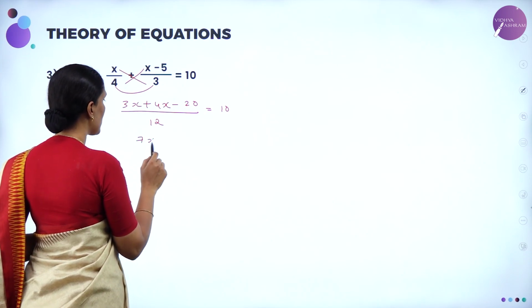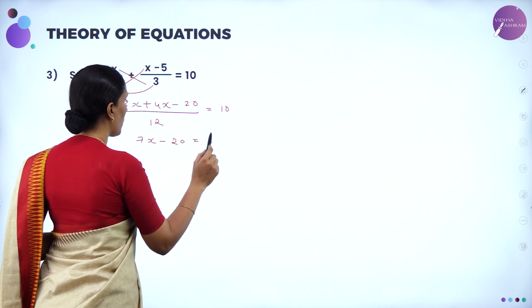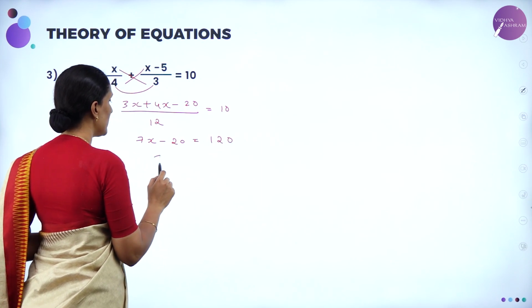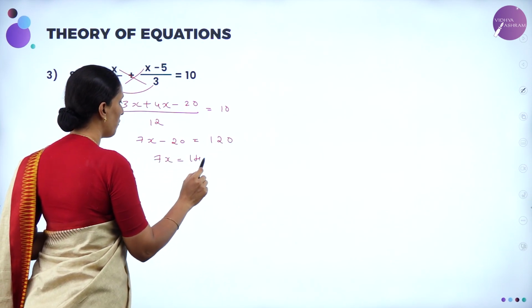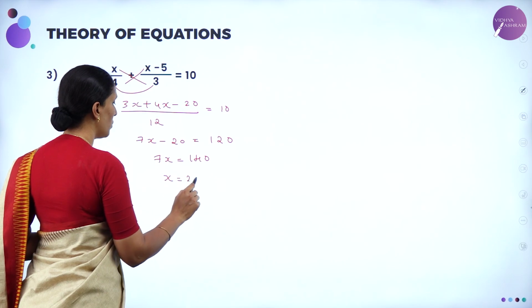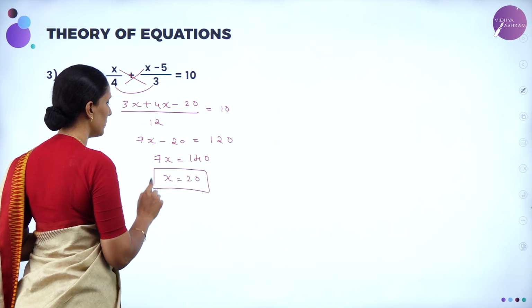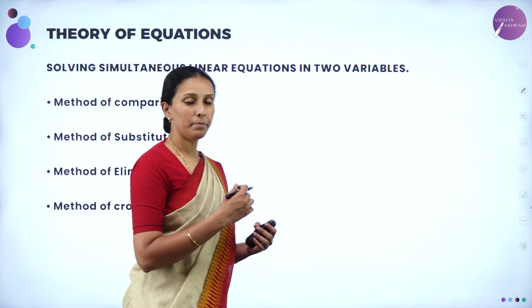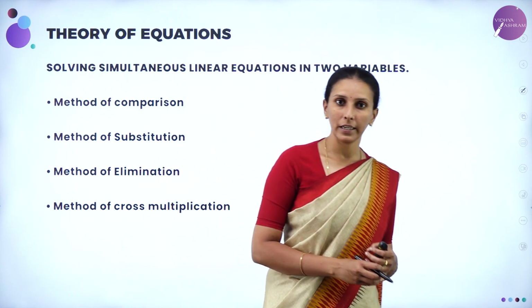So we'll get 7x − 20 is equal to 120. 7x is equal to 140. x is equal to 20. Next. So these are the simple methods of solving linear equations.